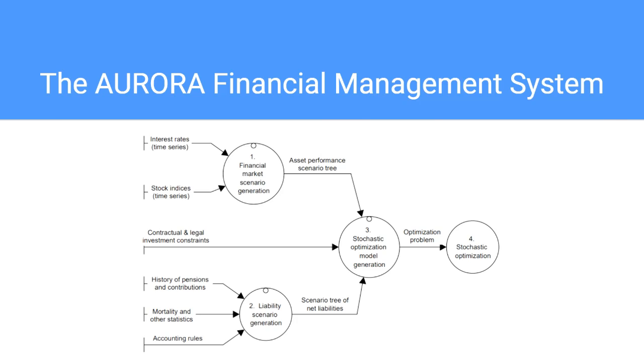First is financial market generation, where, number one, it takes in current market interest rates and stock indices based on the times of each of these prices and interest rates, and it becomes one of the inputs through an asset performance scenario tree. Number two is liability scenario generation, where it takes in information such as history of pensions and contributions, mortality and other statistics, and accounting rules.